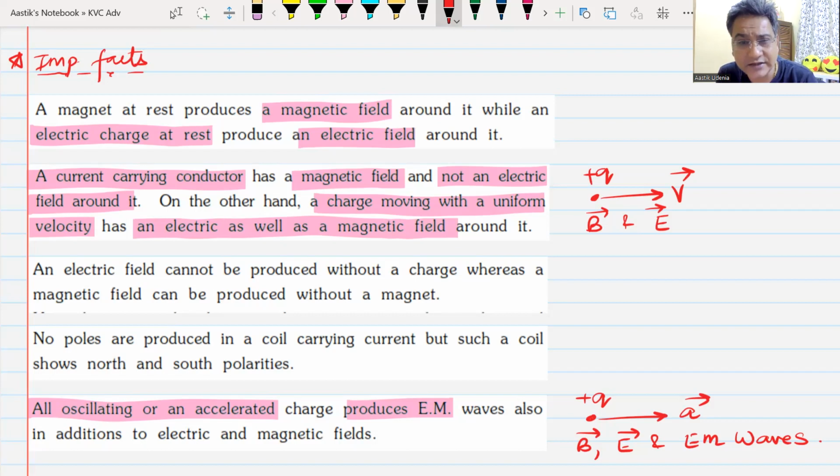Electrostatic field is created by a static charge, or a charge at rest. Magnetic field can be created by a magnet. It can be created by a current carrying wire. It can also be created by a charge which is moving with a uniform velocity. It can also be created by a charge which is accelerating. To create EM waves, we need a charge which is accelerating. This is how all these types of fields and waves are created. Now I'll give you 1 minute to note down what we have done.